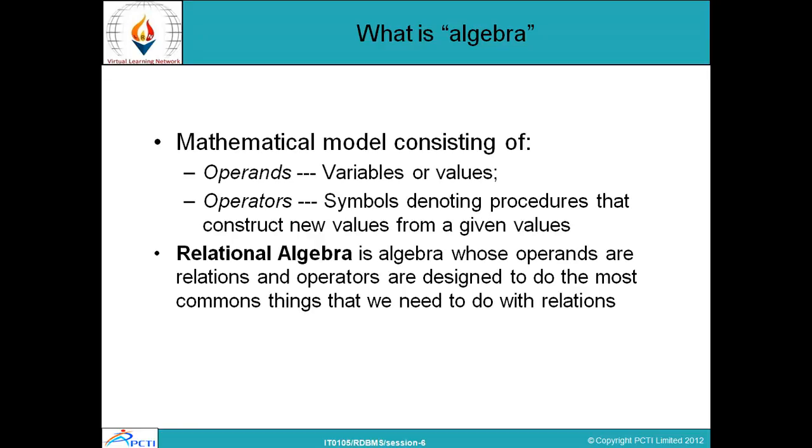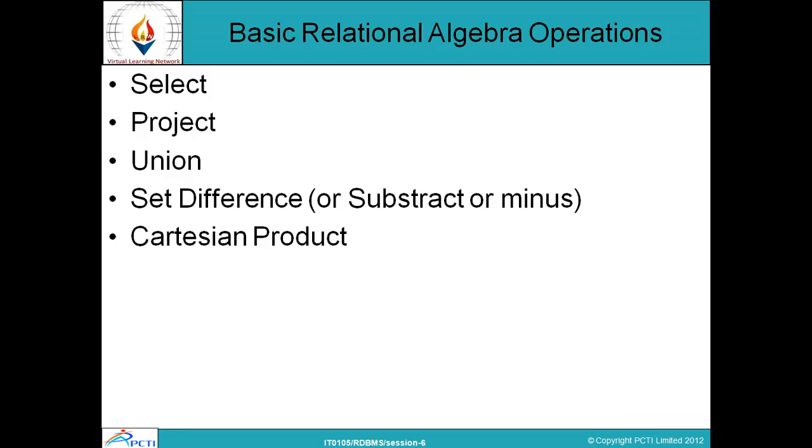So let's see the slide shown here. The operands are variables or values, and operators are symbols denoting procedures that construct new values from given values. So relational algebra is an algebra whose operands are relations and whose operators are designed to do the most common things we need to do with relations. This was the basic introduction of relational algebra. Now we apply some basic relational algebra operations.